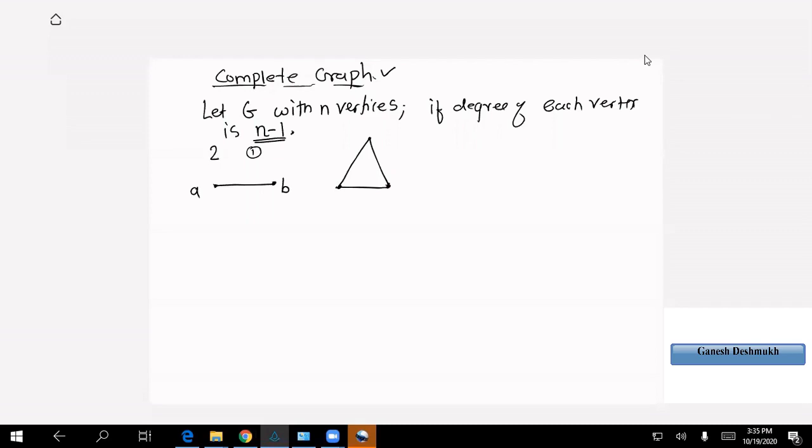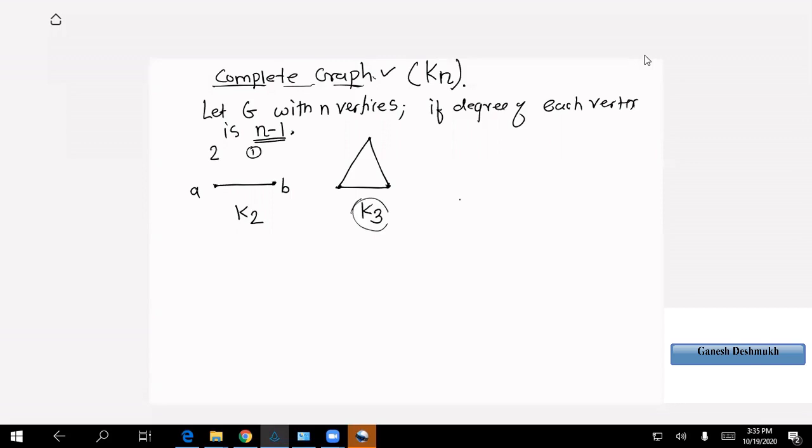And a complete graph is denoted using the notation Kn, K subscript n, where n is the number of vertices. So the first graph is the graph on two vertices, hence I can call it K2. The second graph is a graph on three vertices, I can call it K3. This is a very commonly used notation. So in the exam, if they directly mention K3 or K4, immediately you should be able to recall it as a complete graph.